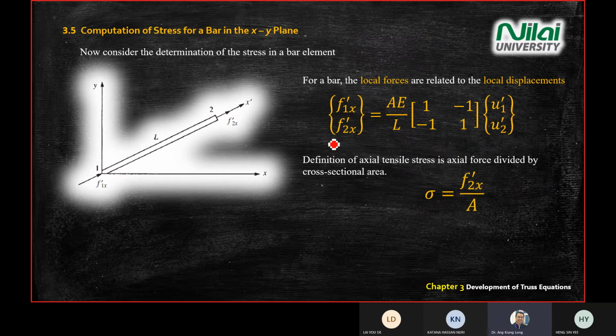Okay, recall the definition for tensile stress. Tensile means there's a pulling force on both ends. The word stress itself is given by sigma equal to force divided by area. In this case, we are looking at the force at point number 2, so you write tensile stress sigma equal to F prime 2x divided by A. A is the cross-section area of this bar.